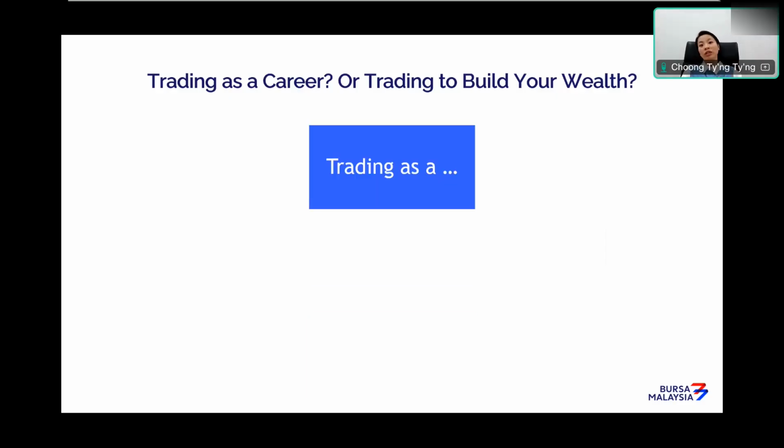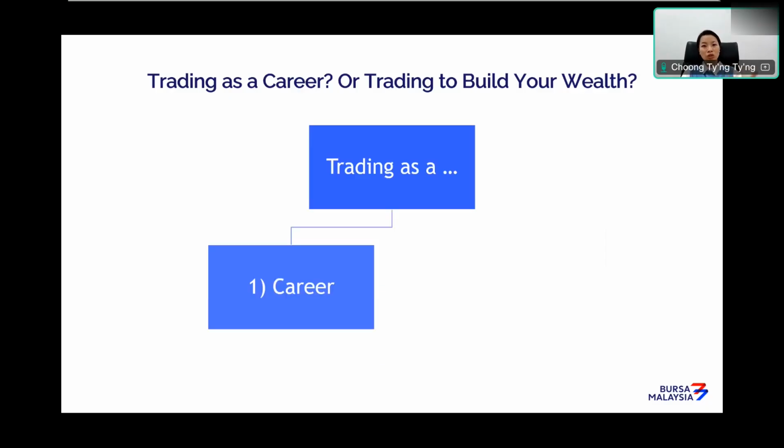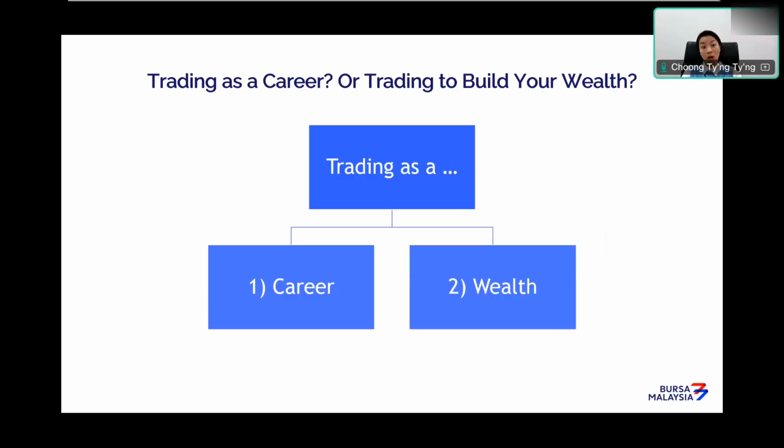Now, these are the options. You can choose to trade as a career, or you can choose trading to build your wealth. So we do not really need to focus specifically on this career part, but rather let us give ourselves an option. Either we can go with career, or we can start with wealth and eventually move to career. And also the third option, we can go forever, trading to build your wealth.